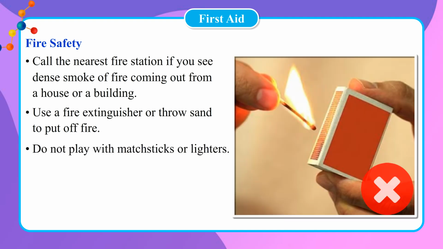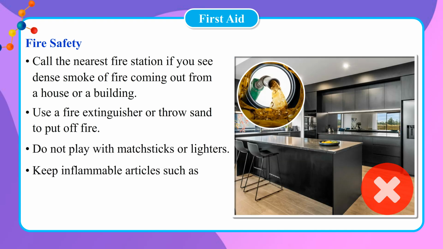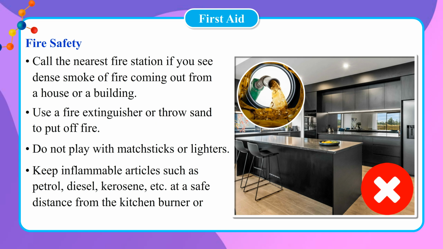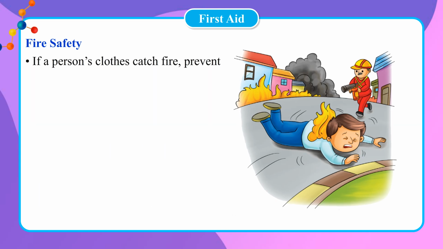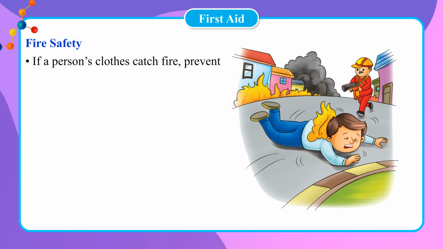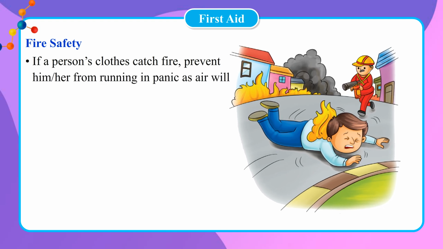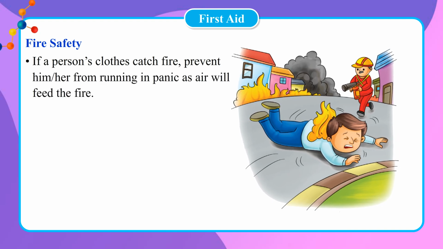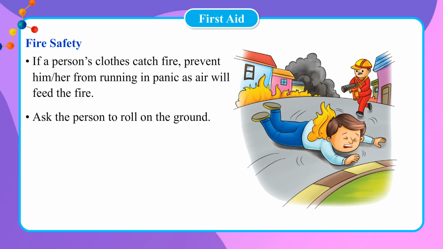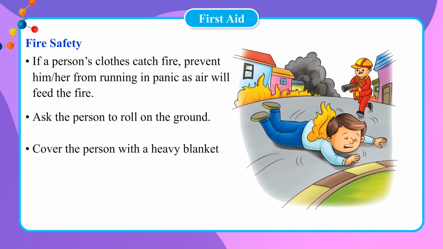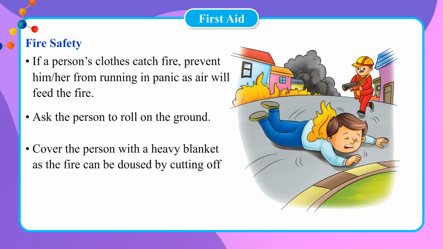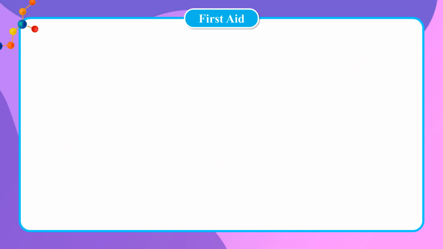Do not play with matchsticks or lighters. Keep inflammable articles such as petrol, diesel, kerosene, etc. at a safe distance from the kitchen burner or other fire sources. If a person's clothes catch fire, prevent him or her from running in panic as air will feed the fire. Ask the person to roll on the ground. Cover the person with a heavy blanket as the fire can be doused by cutting off the oxygen supply.